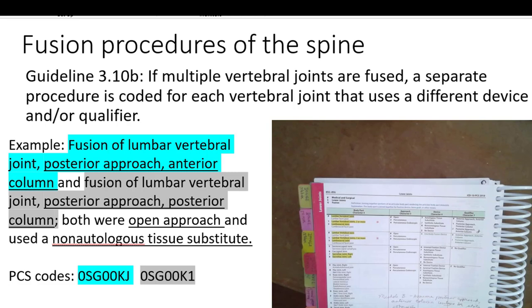This particular example is talking about a fusion of a lumbar vertebral joint that's a posterior approach, anterior column, and the second part of the procedure is fusion of a lumbar vertebral joint, posterior approach, posterior column. That seventh character is different, and that is what distinguishes those two codes.